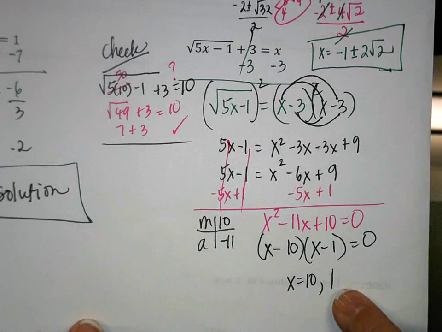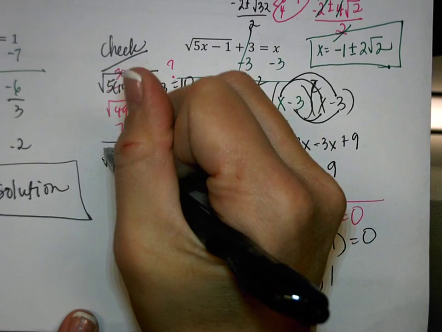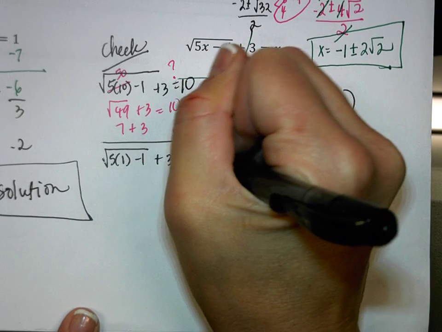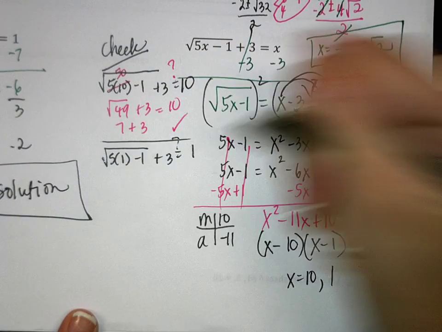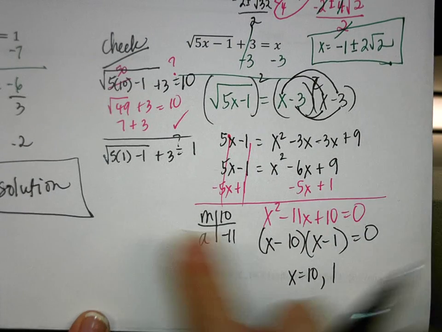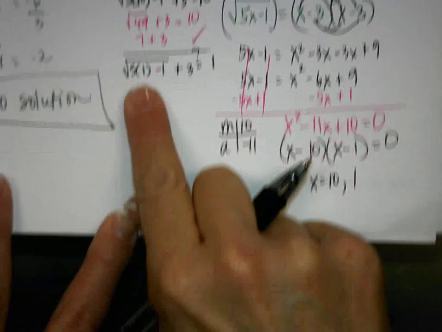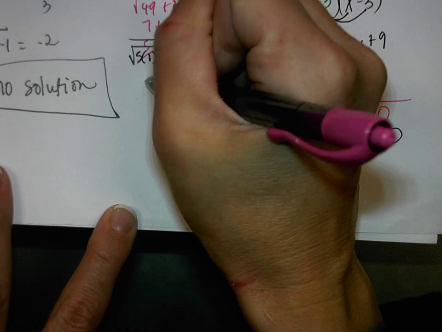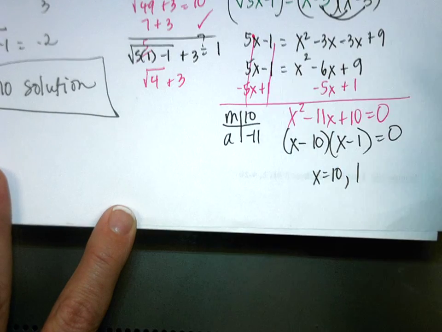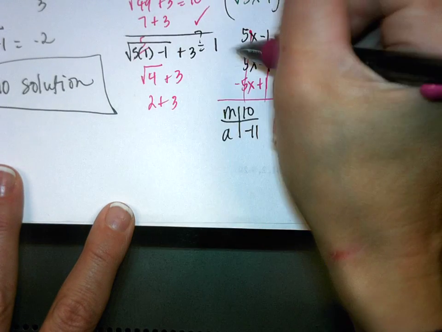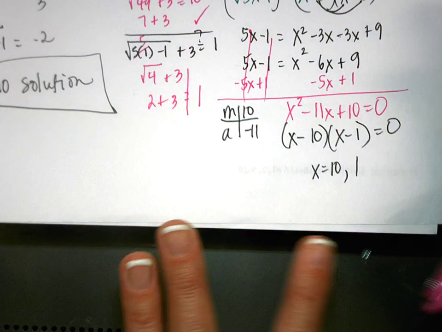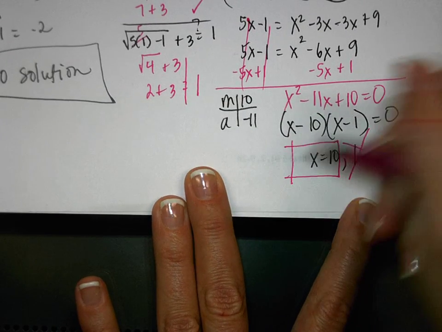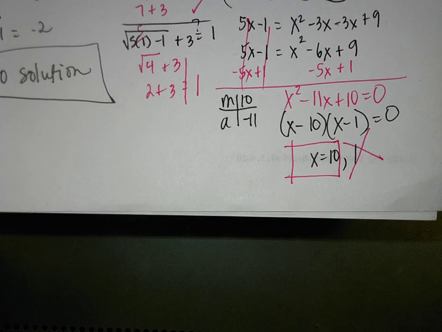So we're going to check 1. We have the square root of 5 times 1 minus 1, plus 3, equals 1. So what is 5 times 1? 5, and then 5 minus 1 makes 4. So we have the square root of 4 plus 3. What's the square root of 4? 2. Does 2 plus 3 equal 1? No, it does not equal. So that means that 1 is not a solution, only 10 is. So what if both don't work? Then it would just be no solution. Exactly.